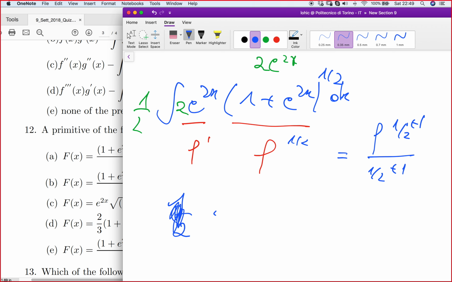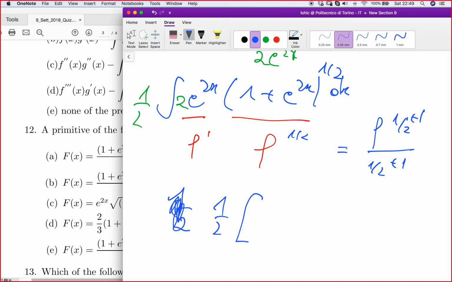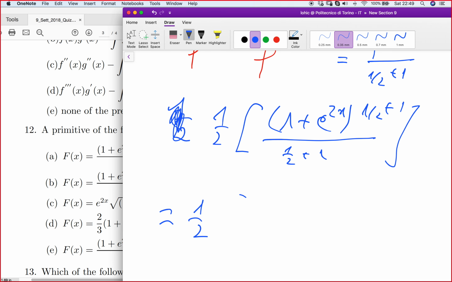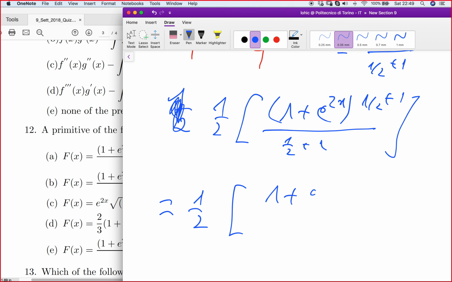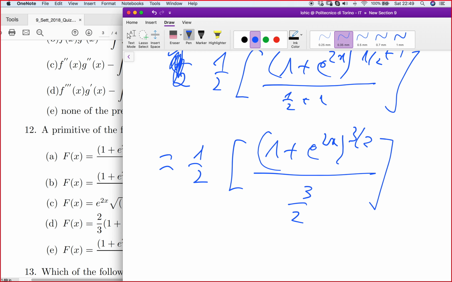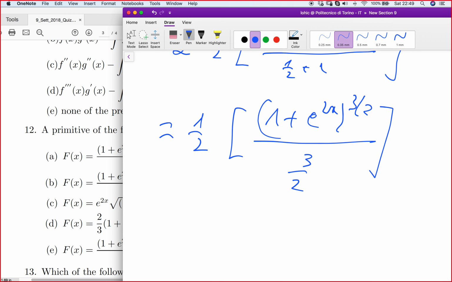So this will give us 1/2 multiplied by, what is my f? It's 1 plus exponential of 2x, so 1 plus exponential of 2x to the power 1/2 plus 1 divided by 1/2 plus 1. Now this is half multiplied by 1 plus exponential of 2x all to power 3/2 divided by 3/2. What does dividing by 3/2 mean? It means multiply by 2 over 3. So this is 1/2 multiplied by 2 over 3.